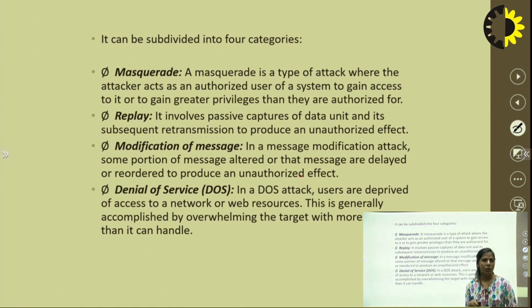In a system or a network, in an organization, only a few people can have the accessibility. But in denial of service, someone tries to access that particular data without the authorized accessibility. He or she just accesses the web resources over the internet.